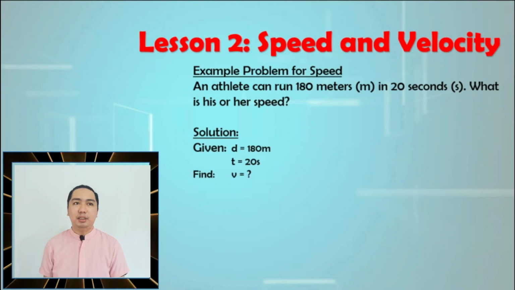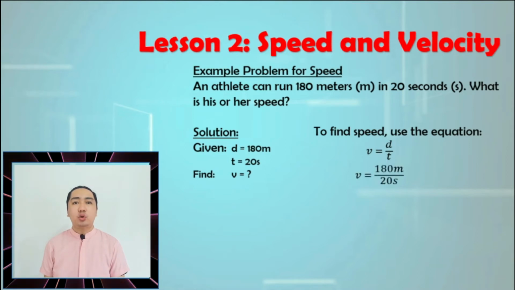Let's find its speed. To find speed, we need to use this equation. We already have the givens, which are 180 meters and the time of 20 seconds. So you will just divide this. We will get 9 meters per second. So the 9 meters per second is the speed of the athlete.